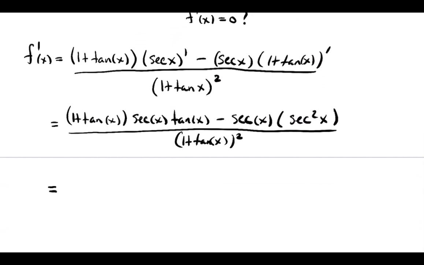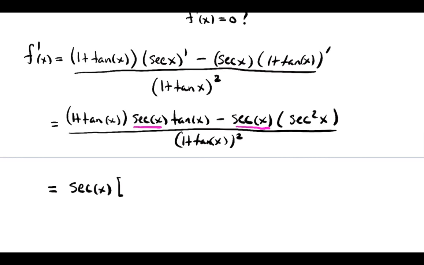Let's just check out, well, what can we do? Maybe we can do this a little smarter than just multiplying everything out. Can you see that in the numerator, both terms have a factor of secant in them? So let's factor that out. This will decrease the amount of multiplication that we have to do. So I'm going to factor out secant, and then what would be left?